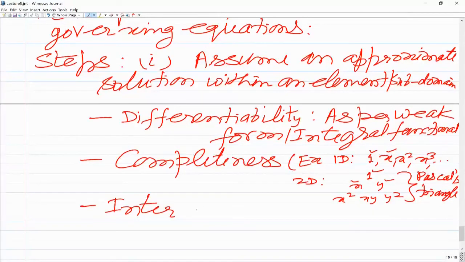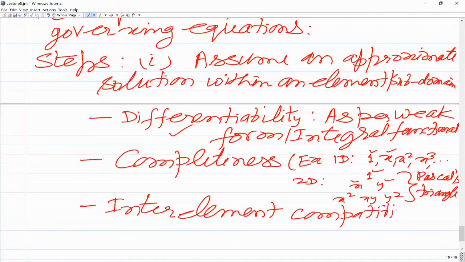Inter means across the elements. So inter-element. Like you have internet and intranet. Internet is outside and intranet is inside. So inter element means across the element, and intra element means within the element. So this is the intra element differential continuity, and this is the inter element continuity. So we often refer to this as inter element compatibility.